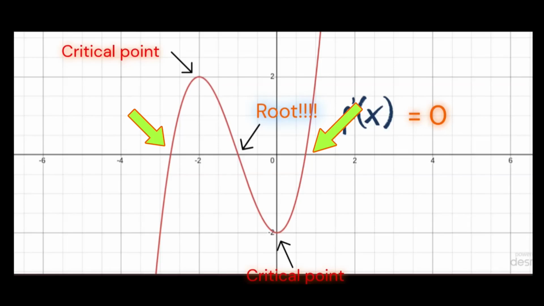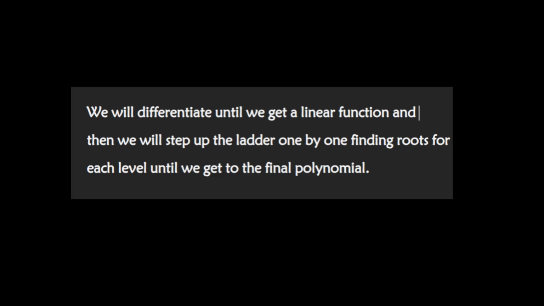Well, we'll do some cheating. We will pretend that there exists critical point at the edges of this curve called pseudo-critical points, which will trick our algorithm to think that there might exist a root somewhere in there, which is actually true. And using our trick, we will get these two roots also. So, in summary, we will differentiate until we get linear function, and then we will step up the ladder one by one, finding roots for each level until we get to the final polynomial.